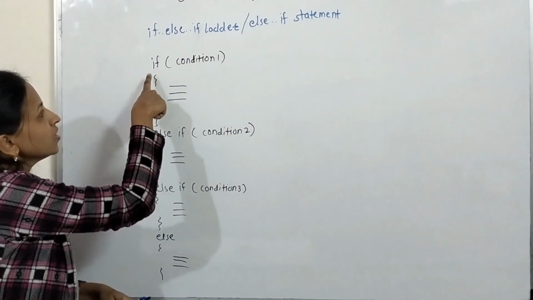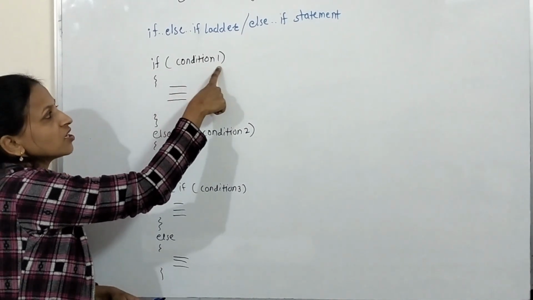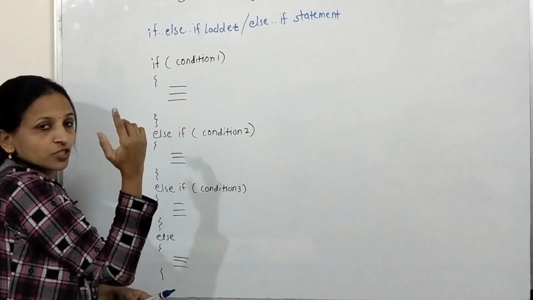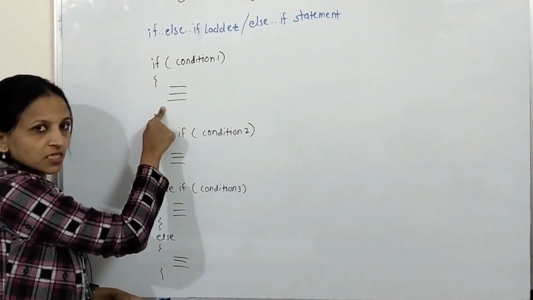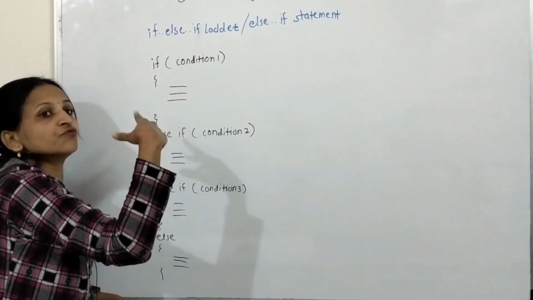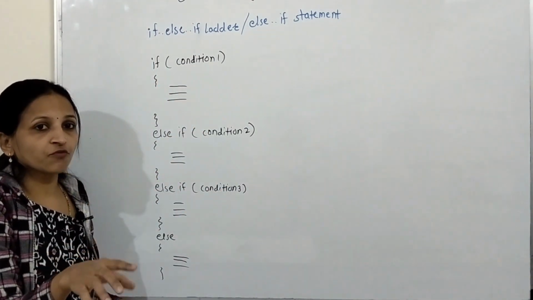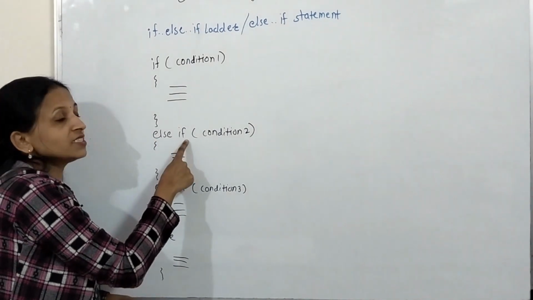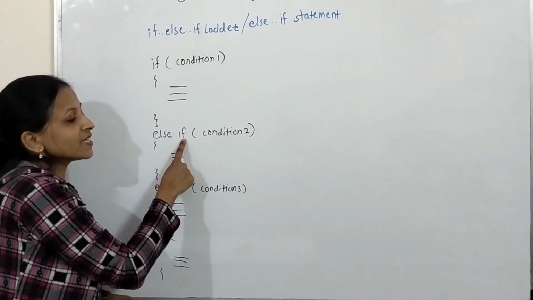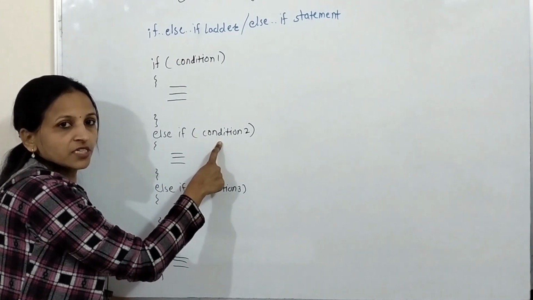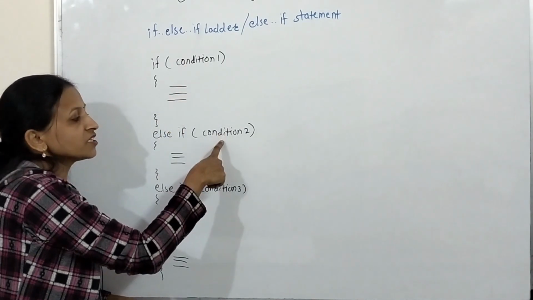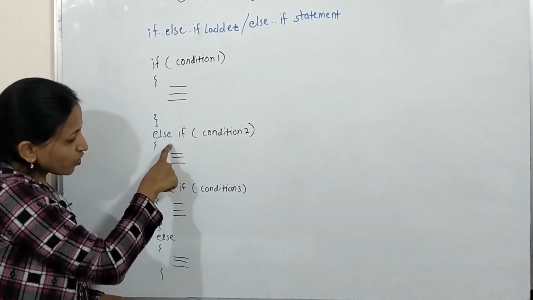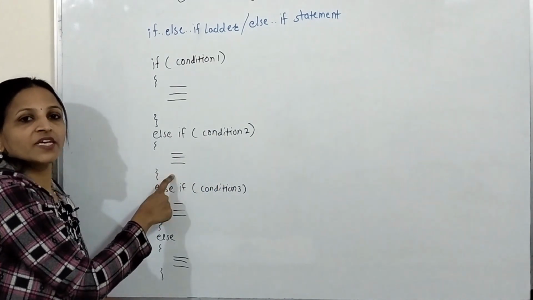First see here we have written if, then condition 1. If condition 1 is true, then what should get executed, that we have to place here. If condition 1 is false and we want to check one more condition, then we can place else if here. By placing this else if, we can put the next condition, meaning if the first is false, only then this condition will get checked. If it is true, then what should get executed, that we have to place here.